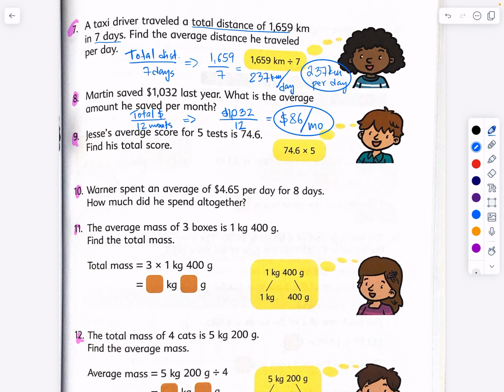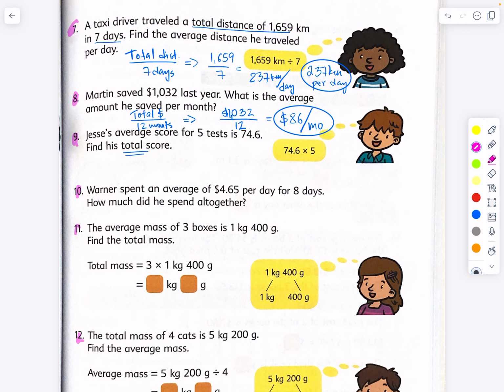Okay. Number 9, Jesse's average score for 5 tests is 74.6. Find his total score. My friends, I hope you understand that they want you to find the total. They don't want you to find the average. I call them reverse problems. Instead of asking you for the average, they gave you the average on his tests. They want you to find the total sum, the sum of 5 scores.